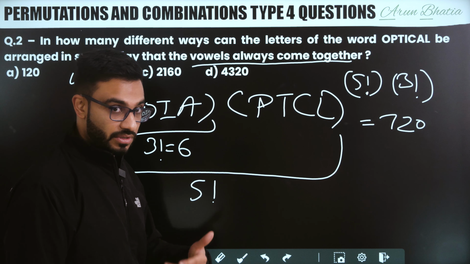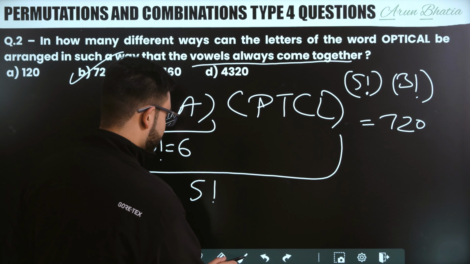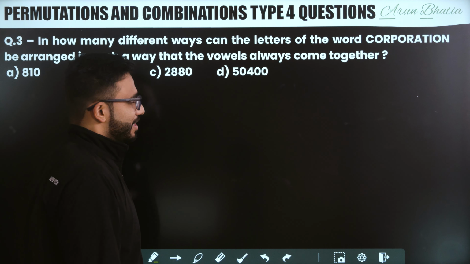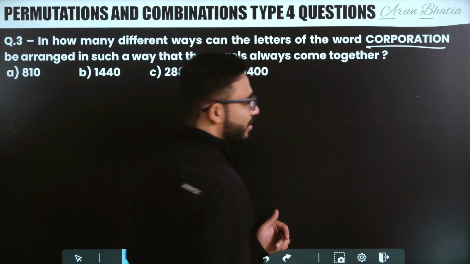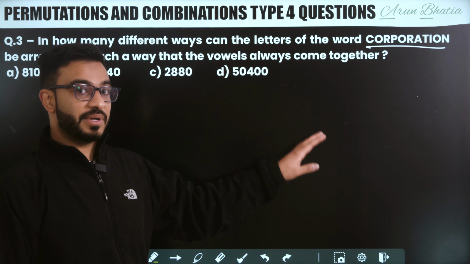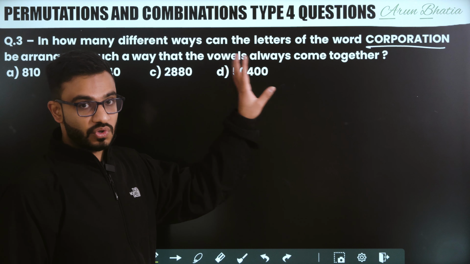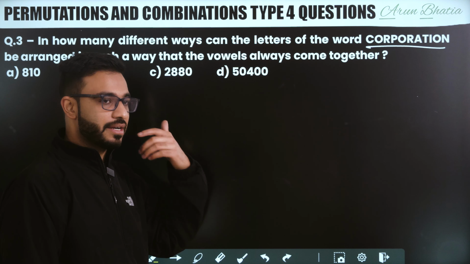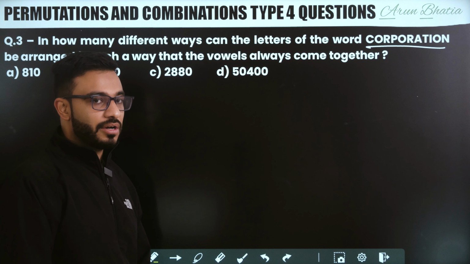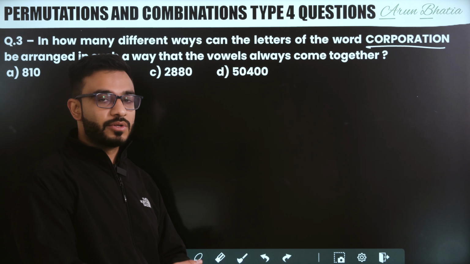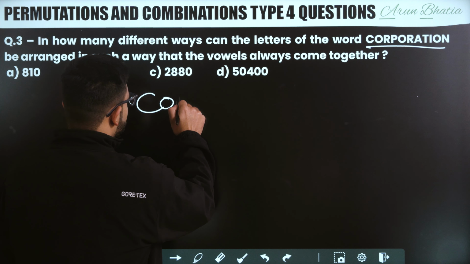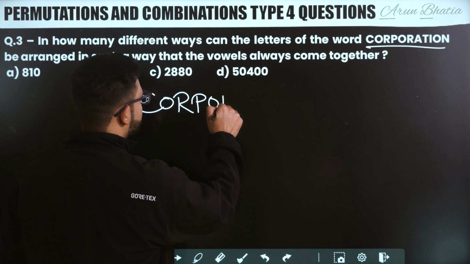So now let's see what the last question will be. There are only 3 questions. So this is a little bit longer word, corporation, and you can see there is a lot of repetition in this. So it will be interesting to solve this kind of question. If you can solve this kind of question easily, then this is the most advanced question. Then you have the topics nailed down. So corporation.